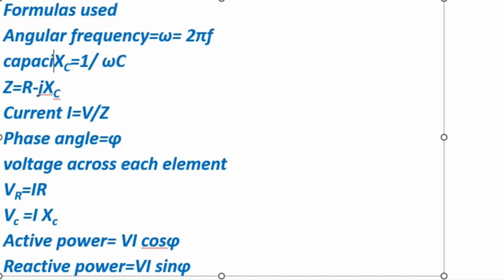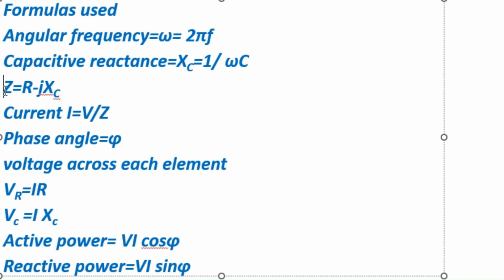Capacitive reactance Xc equals 1 by omega C, and impedance Z equals R minus jXc, and the value of current I equals V by Z. The phase angle is phi. We will obtain the phase angle from the current formula I equals V by Z, and the voltage across each element is given by: voltage across resistor equals I into R, and the voltage across capacitor is I into Xc.